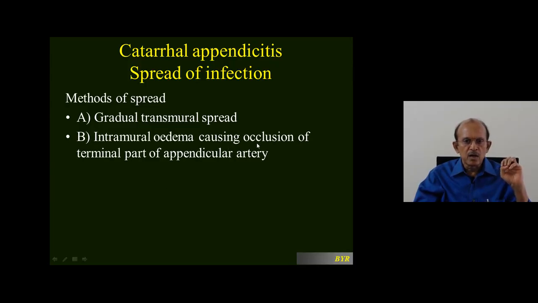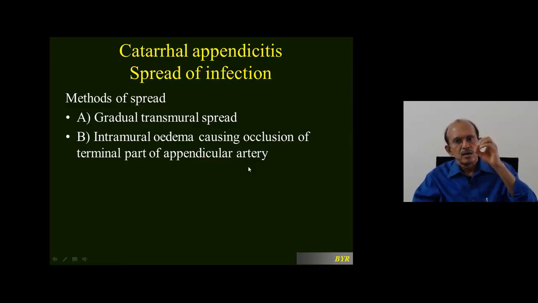Intramural edema causing occlusion of the terminal part of the appendicular artery. So when intramural, that means in the wall, whenever the edema occurs in the wall, what will happen to the appendix? It gets swollen. It gets stretched. The appendicular artery runs like this in the wall, longitudinally. It gives off branches, and the branches go around the appendix in a circumferential manner.